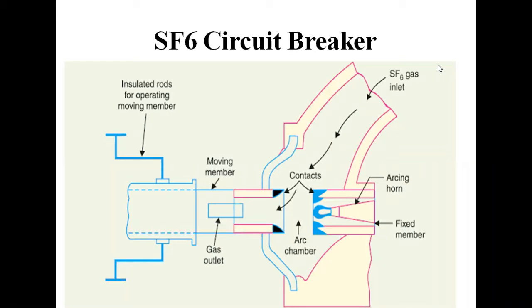Let us understand what a circuit breaker is first. Basically, the name itself says it breaks the circuit. So a circuit breaker is an equipment which can make or break the circuit. It can be done automatically or it can be done manually.